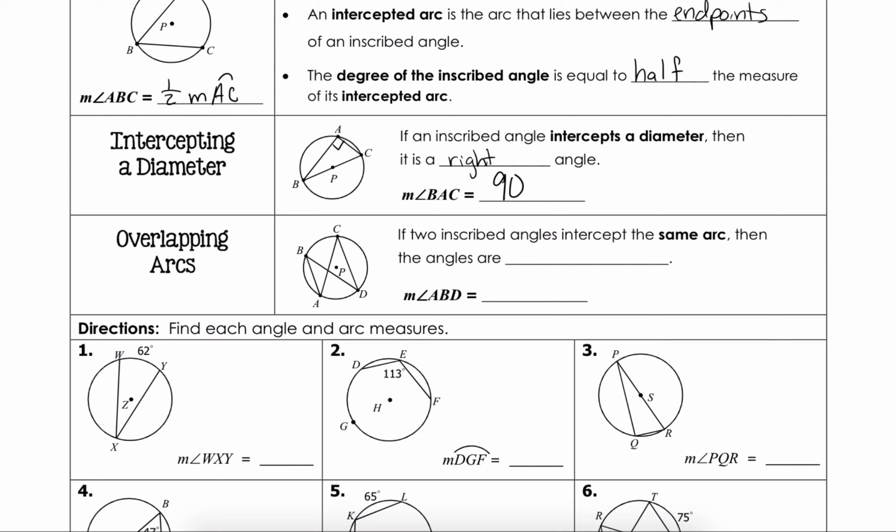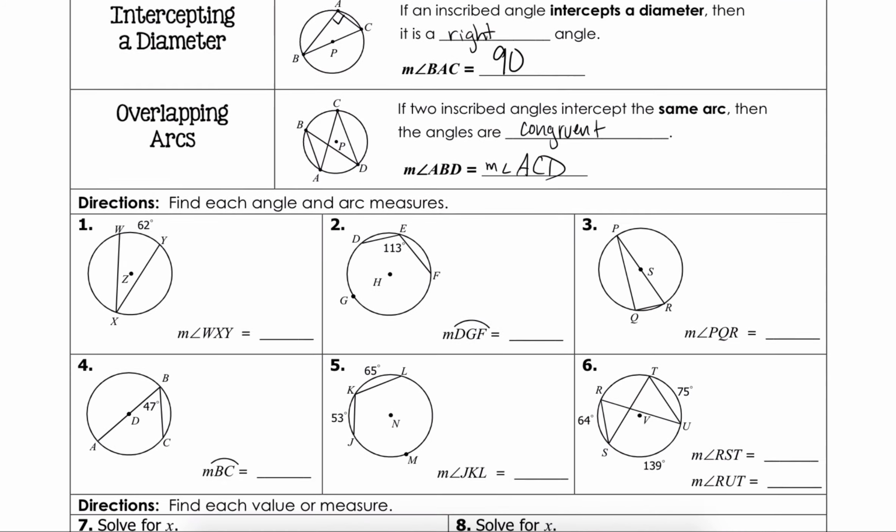Now, if two inscribed angles intercept the same arc, then the angles are congruent. So we can see that here. See how this angle ABD and the angle ACD, they both intercept this same arc AD. That means ABD and ACD are congruent. All right, let's use that a little bit here.